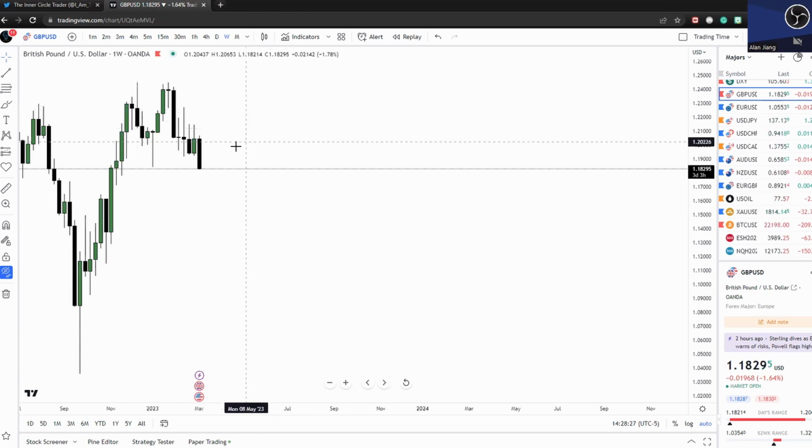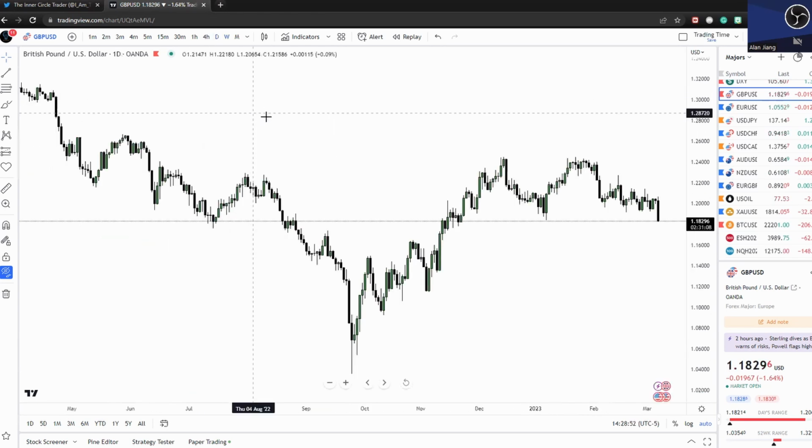So after we have that jotted down on the weekly, we also notice that this imbalance here has been filled. And if you guys have been through ICT's mentorship, you know that this is an intermediate term high. Sorry, guys, just woke up a little bit. So if we are bearish, we want to see this level being respected. So let's drop down to the daily now.